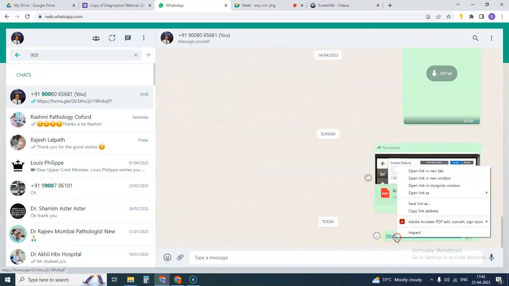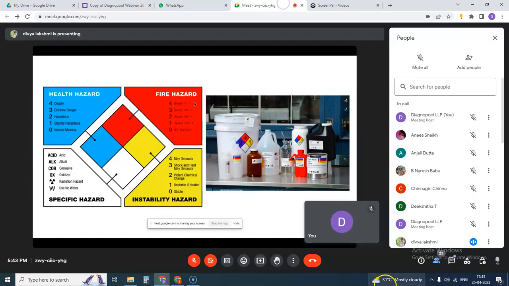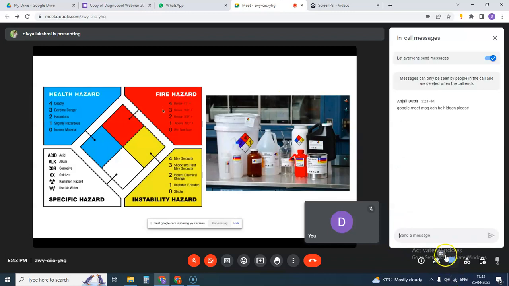Starting from 0, it means very less harmful or no harm, and coming to 4, it indicates it is very harmful. Blue indicates it can cause a hazard to health, red is fire hazard, white is specific hazard, and yellow is instability hazard. So for inflammable liquids, these NFPA diamond symbols are available and pasted on these reagents. So before using any inflammable liquids or reagents, make sure you see what kind of danger signs are there.